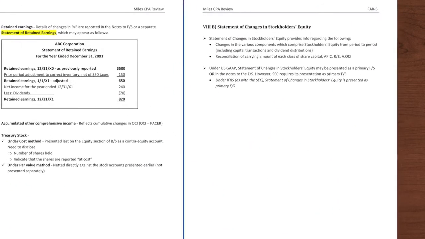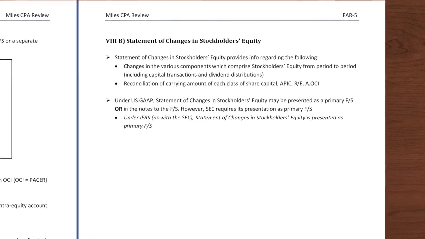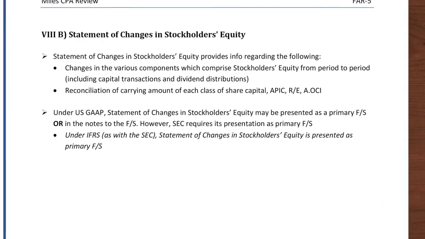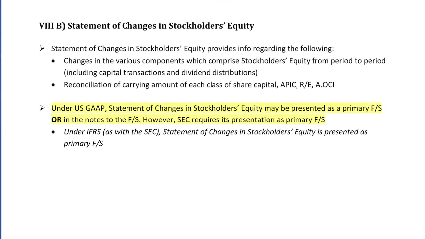On page 35, we're talking about the statement of changes in stockholders' equity. Under US GAAP, statement of changes in stockholders' equity may be presented as a primary financial statement or in the notes to the financials. However, SEC requires its presentation as primary financial statements. So that's for issuers, public companies. Also, under IFRS, as with the SEC, the statement of changes in stockholders' equity is presented as a primary financial statement.